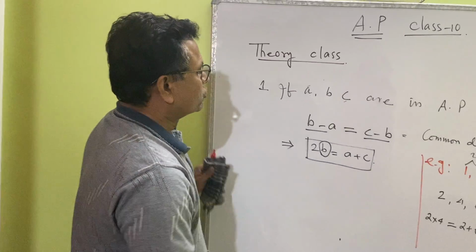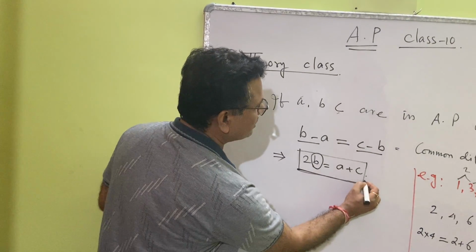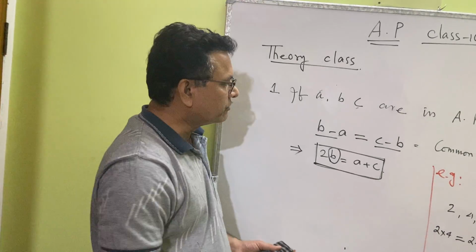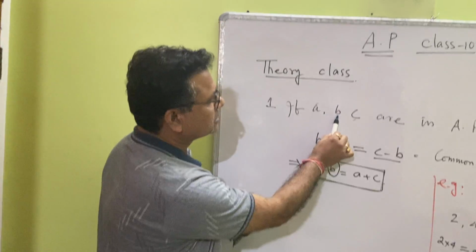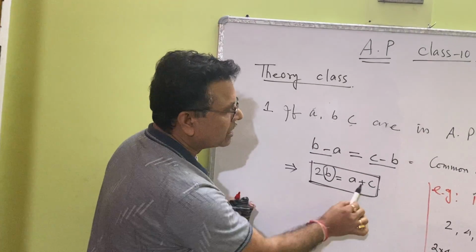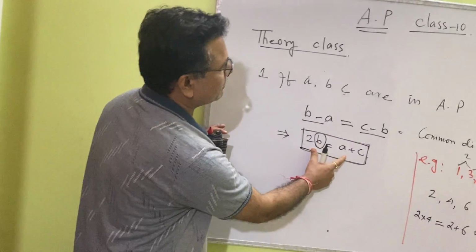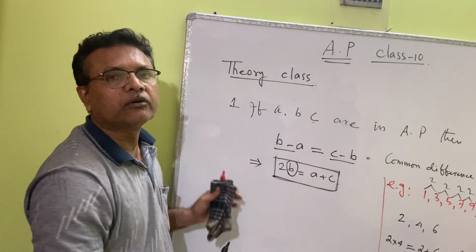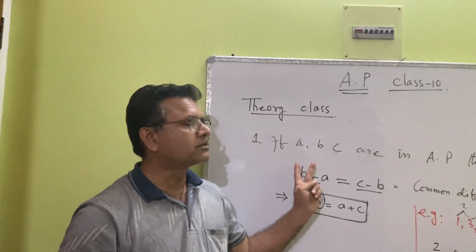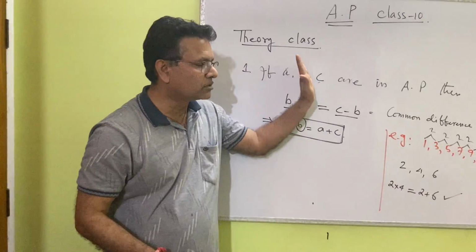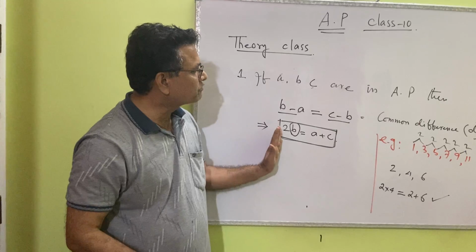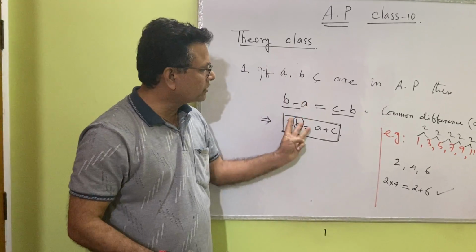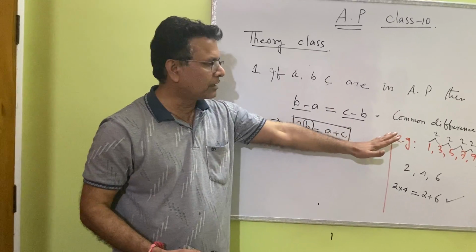So this is another way. That means either I will check the difference, or I will check whether twice the middle number is equal to first plus third. If either of these is satisfied, then my conclusion will be that these three numbers A, B, C are in AP. So this is my first point: what is AP, and how will I check AP? If three numbers are in AP, then what will happen? With example, everything I have explained here.